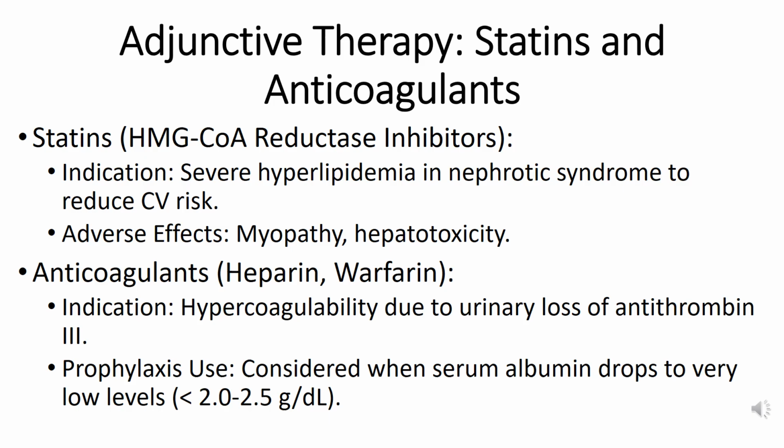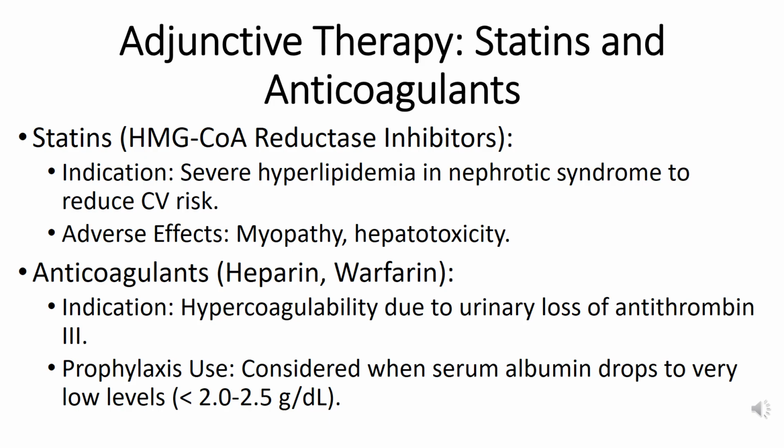Now let's discuss hypercoagulability. Nephrotic syndrome creates a prothrombotic state. In simple terms, the blood becomes more likely to clot. This occurs through several mechanisms. One important factor is the urinary loss of antithrombin III. Antithrombin III is a natural anticoagulant. Its job is to help prevent excessive clot formation. When significant amounts are lost in the urine, the body's natural defenses against thrombosis are weakened.